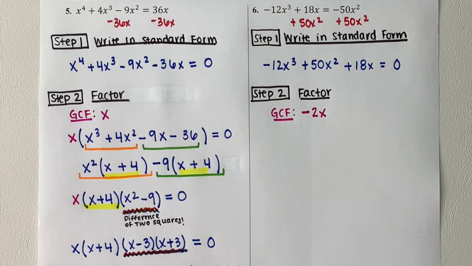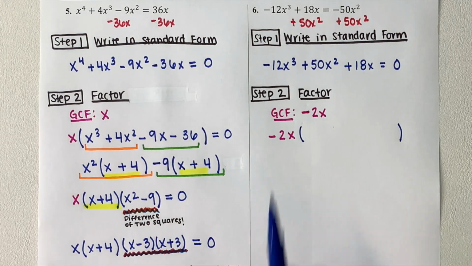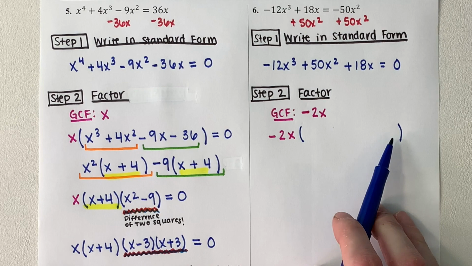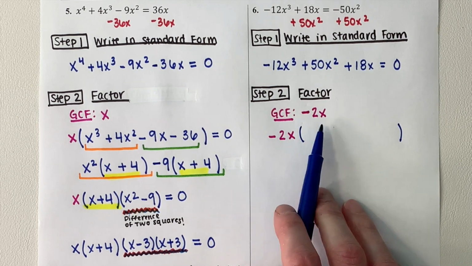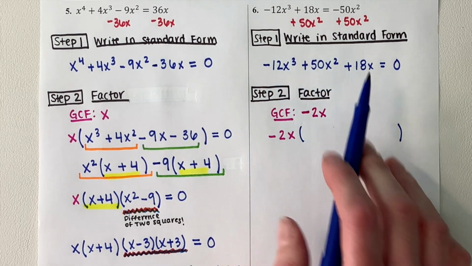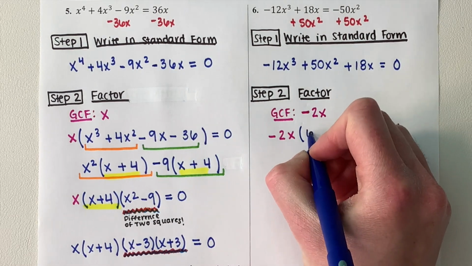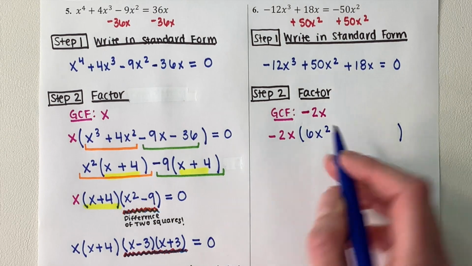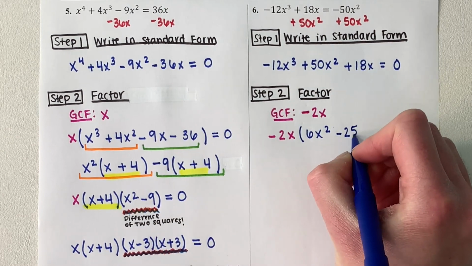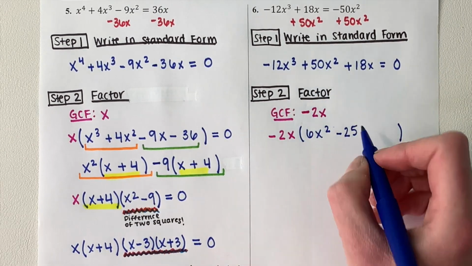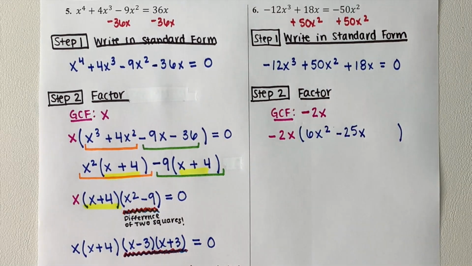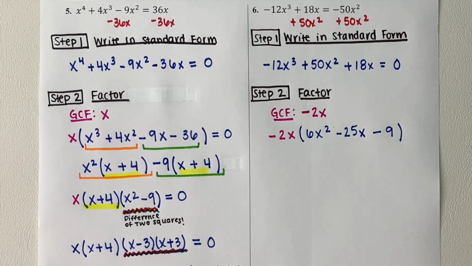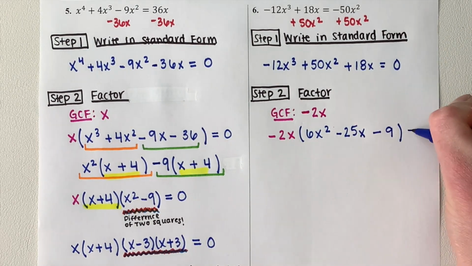Since there is a greatest common factor, we need to factor out the greatest common factor. So we need to think through, what do we have to put inside these parentheses so that when we distribute the negative 2x, we will get this expression here. Negative 2x times 6x squared will give us negative 12x cubed. Negative 2 times negative 25 will give us a positive 50, and x times x will give us x squared. And negative 2x times negative 9 will give us our positive 18x. And then let's make sure to bring down the equal 0.